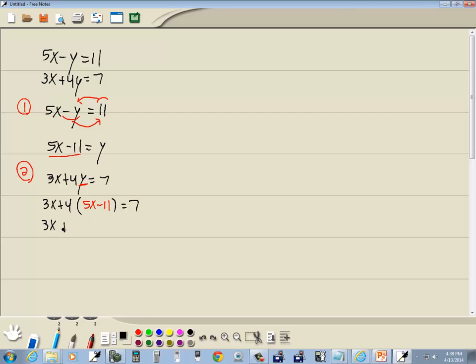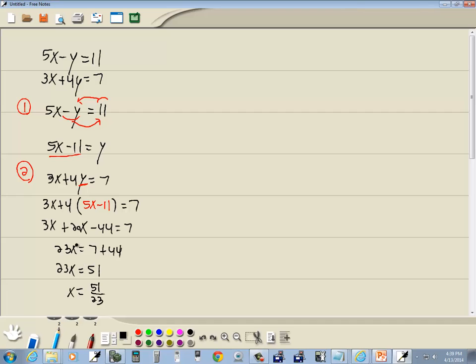Well, 4 times 5 gives us 20x. 4 times negative 11 gives us negative 44, equals 7. Combine together like terms: 3x plus 20x is 23x. And I'll take the negative 44 to the right side and it becomes a positive 44. So we got 23x is equal to 51. Divide both sides by 23 and we get x is equal to 51 over 23.